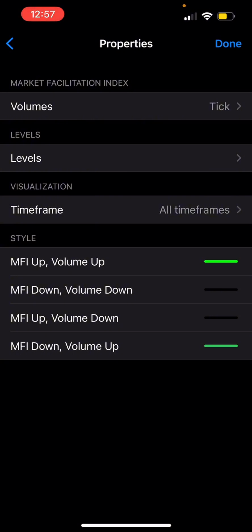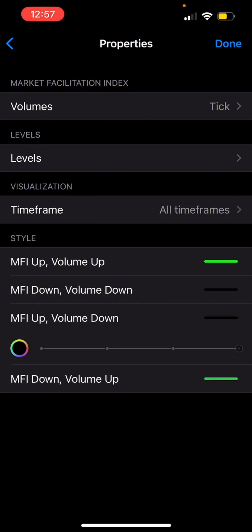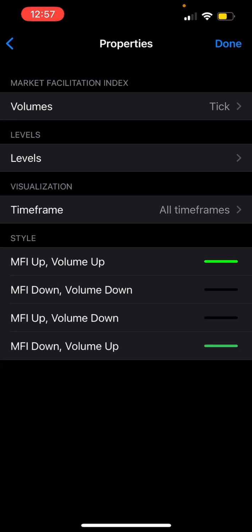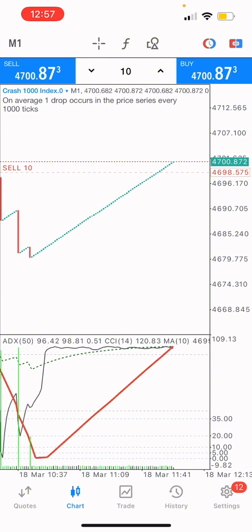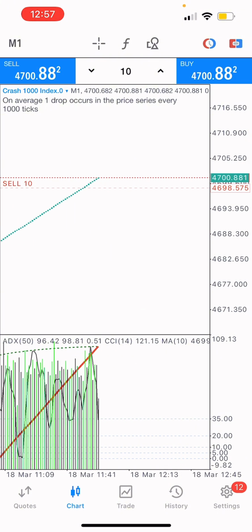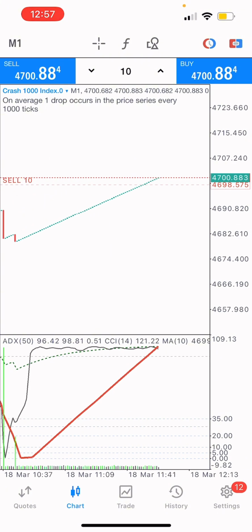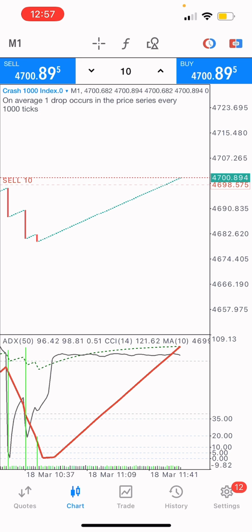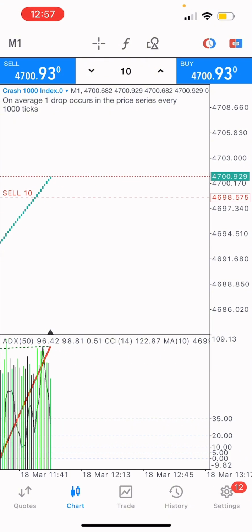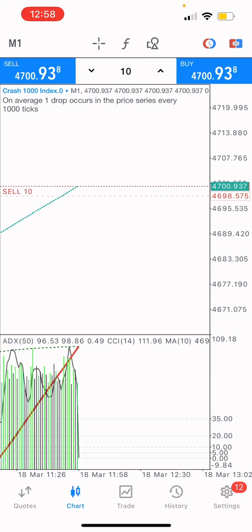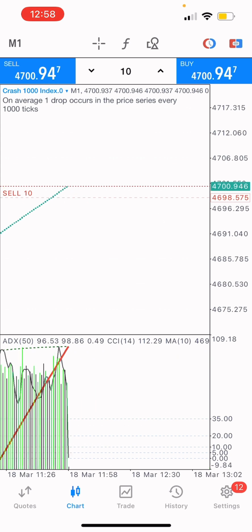So I want you to make sure you just take a screenshot of this and set it the way I said it. You understand? Then you click done. So this is what it's going to give you on your screen. So your screen is going to look like this by the time you set that. This market facilitation index that I just added works better on crash 500 and boom 500, but for crash 1000 and boom 1000, it doesn't really work well there.